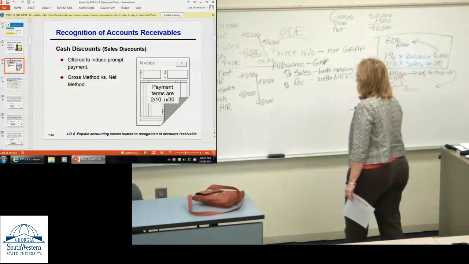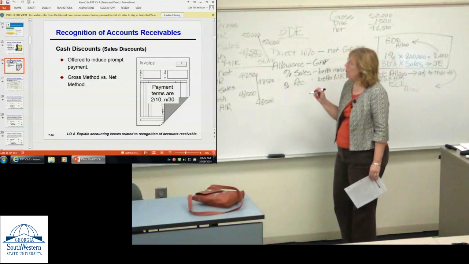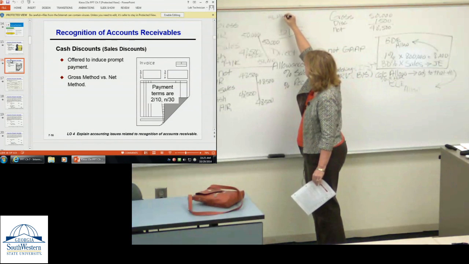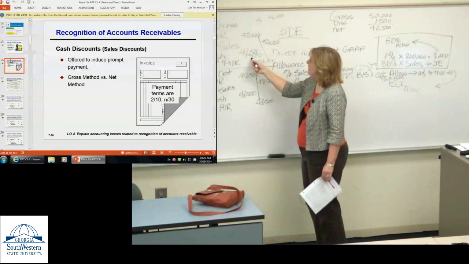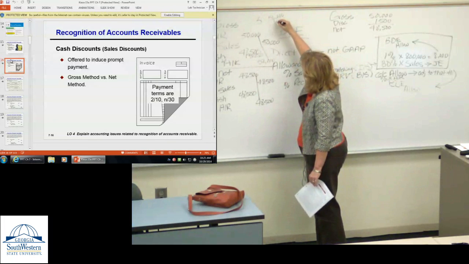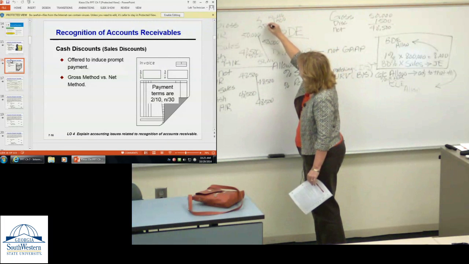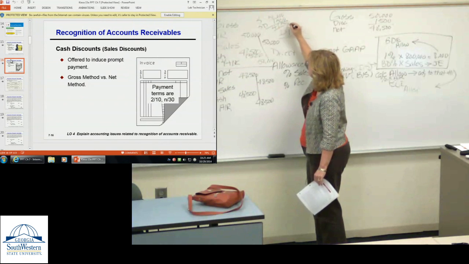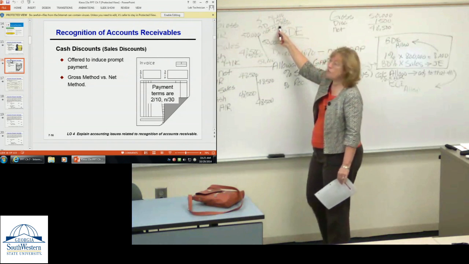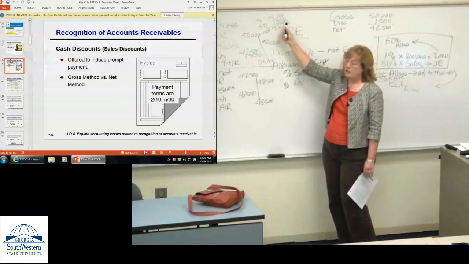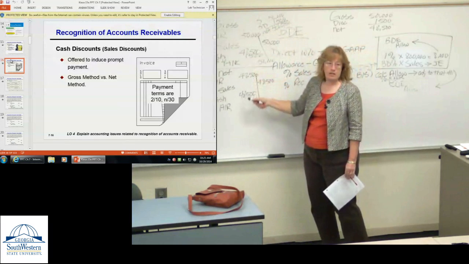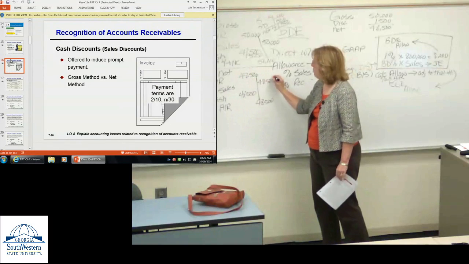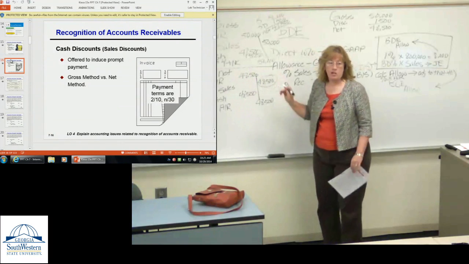Remember how I did that before? On our income statement here, we have sales of $50,000 less sales discounts of $1,500. We subtract that, so our net amount on the income statement, sales at net, is 48.5, right? Down here, sales at net are 48.5, right? So they're the same thing.